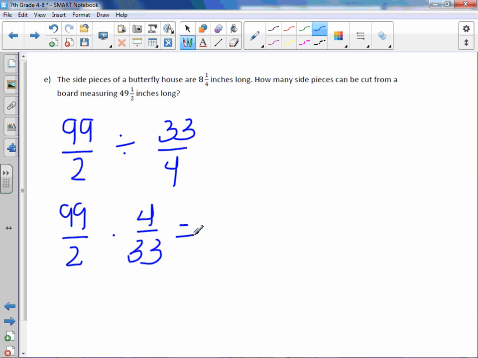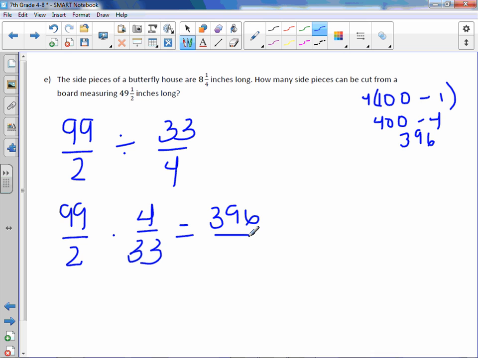Multiply across. I'm going to use mental math here. 99 is close to 100. That's 1 away from 100. So I'm really going to think in my head, 99 is 100 minus 1. And I'm going to use the distributive property in my head here. So over here is just a way to use mental math. So again, 99 is really 100 minus 1. But I'm multiplying by 4. So it's really 400 minus 4, or 396. Over 2 times 33 is 66.